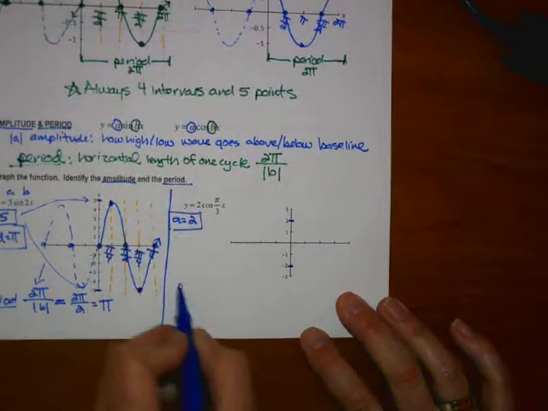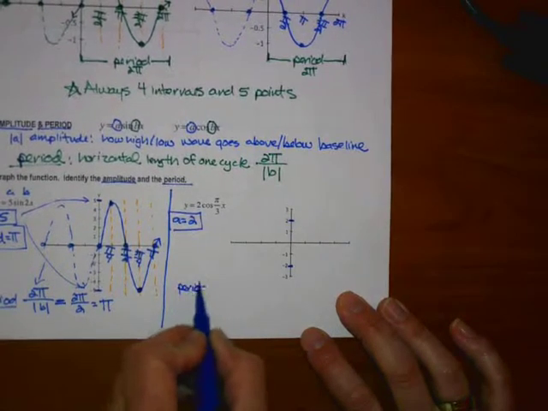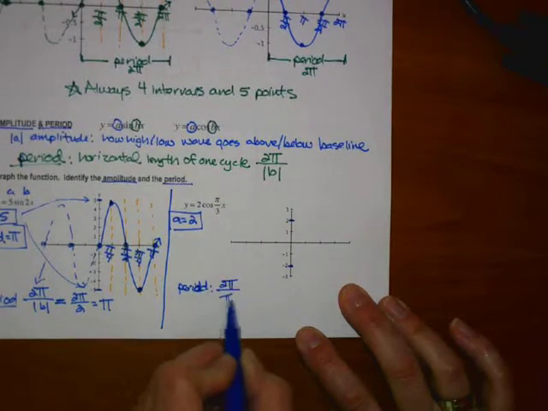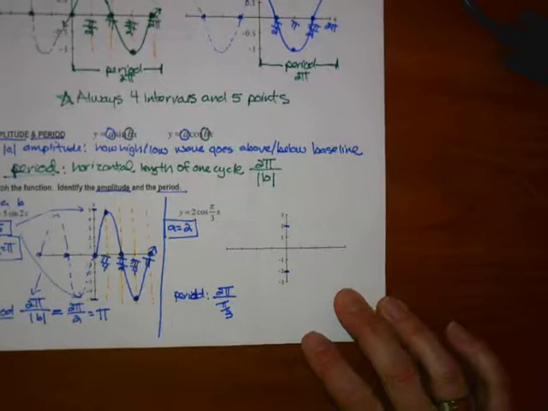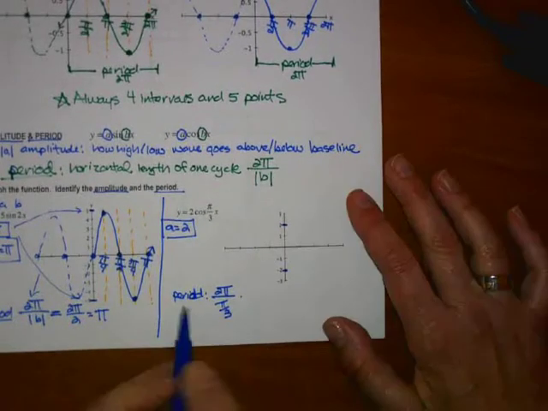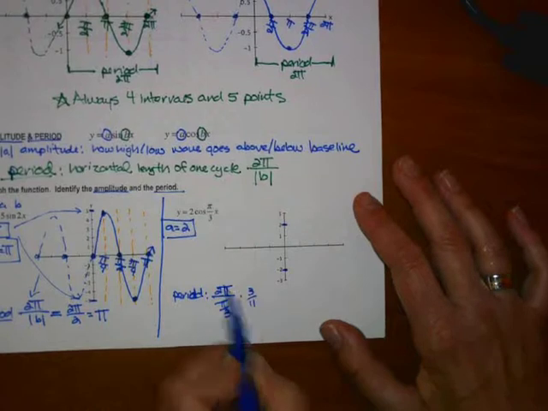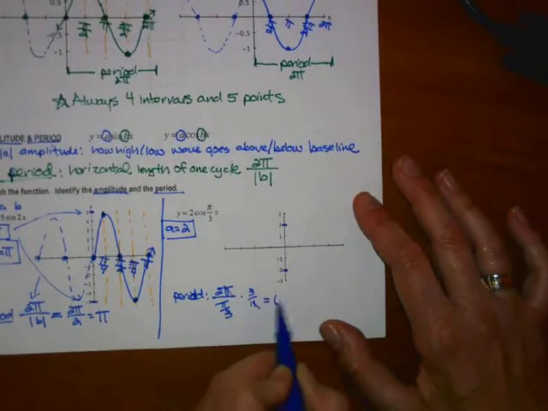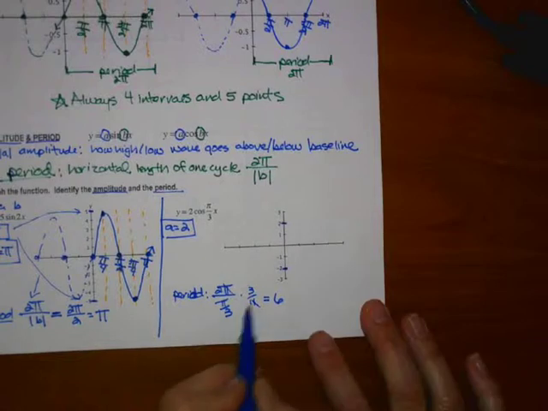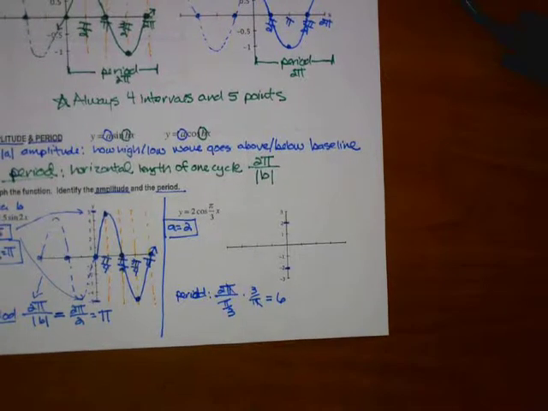Now let's do the period. Divided by pi over 3. Right, it's 2 pi divided by pi over 3. So what happens? I multiply by 3 over pi. The pi's cancel out, and I get 6. So it doesn't have to be in radians. It can just be a number. So 6 is my period.